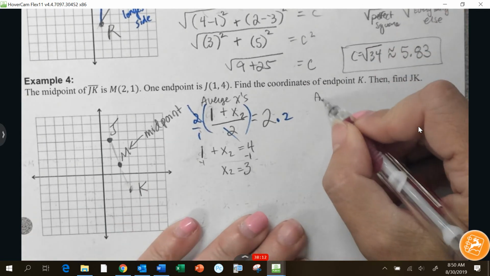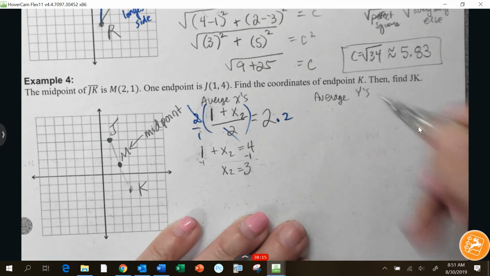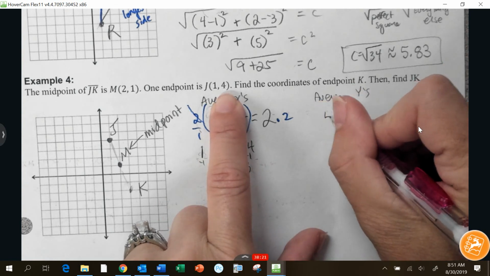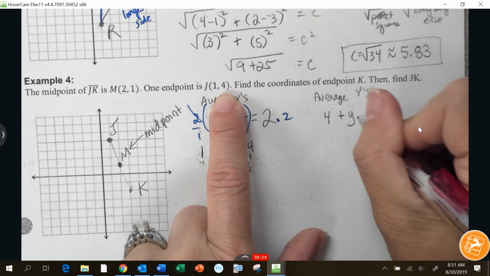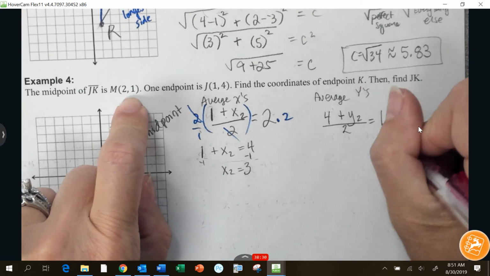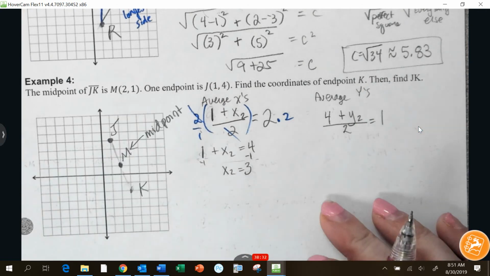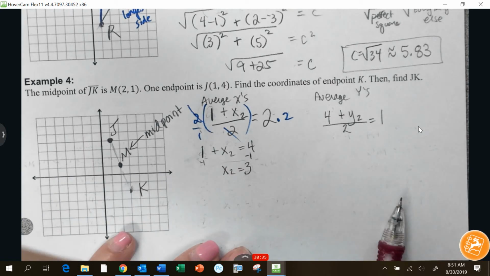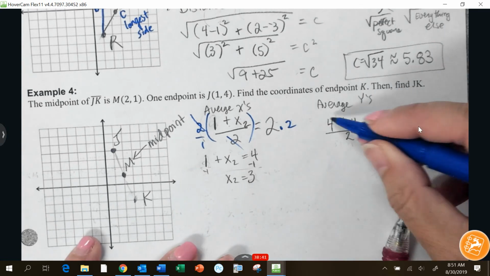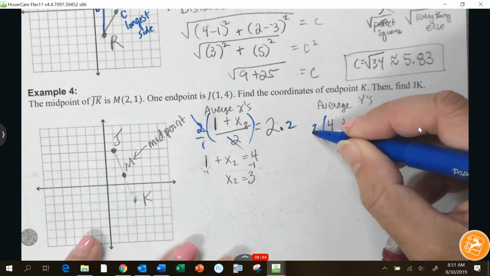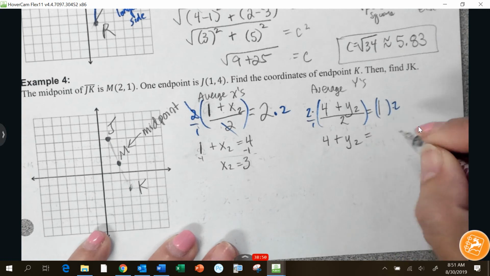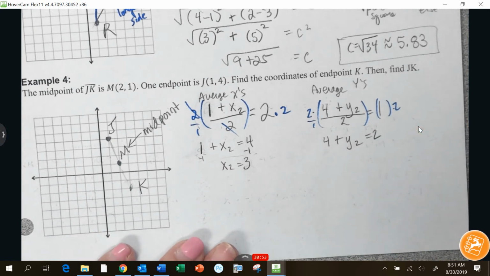Okay, let's average the y's. So this time I'm going to make sure I'm using the y from the J, plus the second y, which I don't know, divided by 2, and I should get the y from the M. What should I do to both sides to solve this? Yep, multiply by 2. That's the exact same thing we just did on the first one. So you're undoing that divide by 2. What should I do?